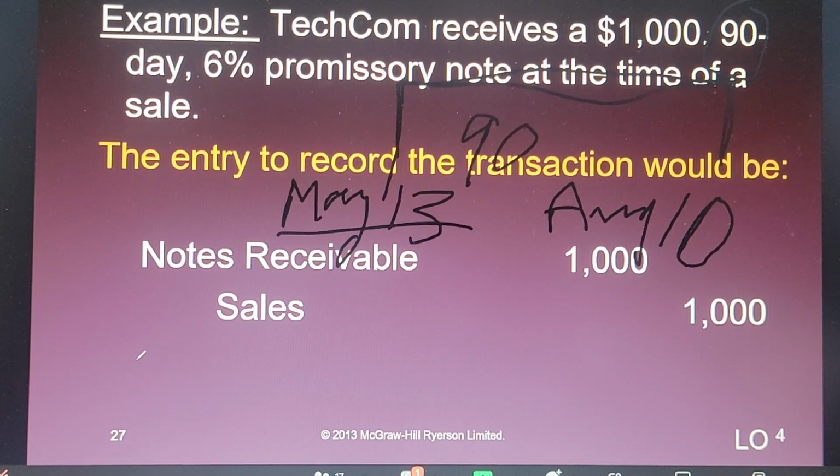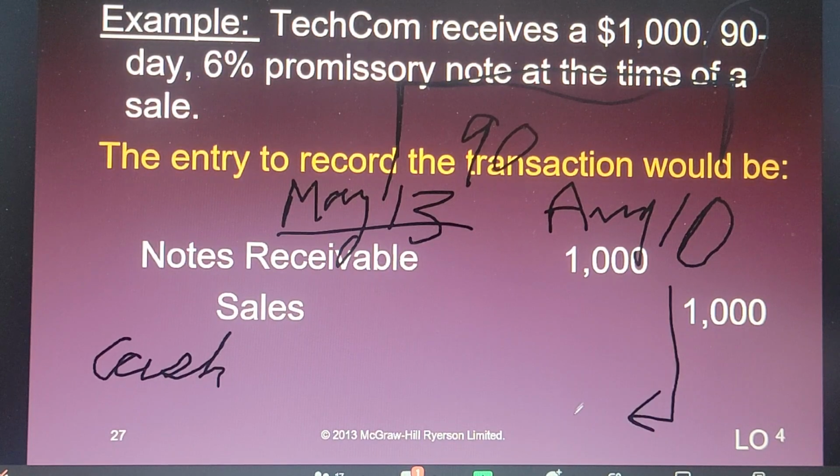On the date when it is due, I will receive cash. The notes receivable will be credit, so I can cancel it, okay? And I will add to it the interest earned. Now, what's in here? I said this is the normal case. This is within the year.